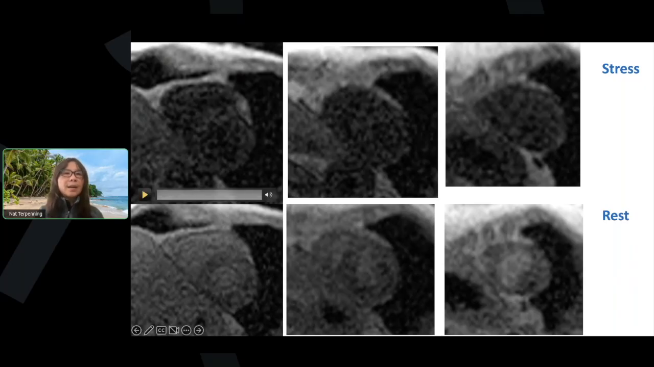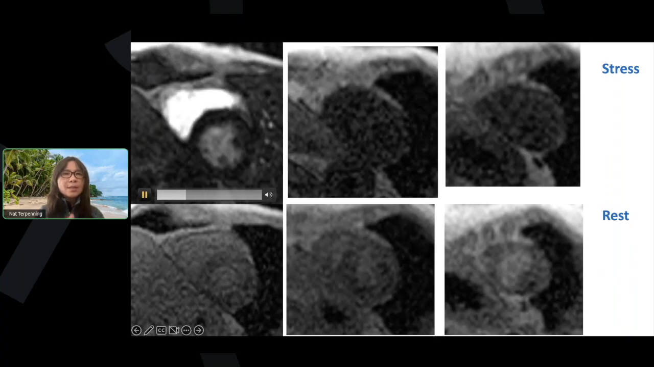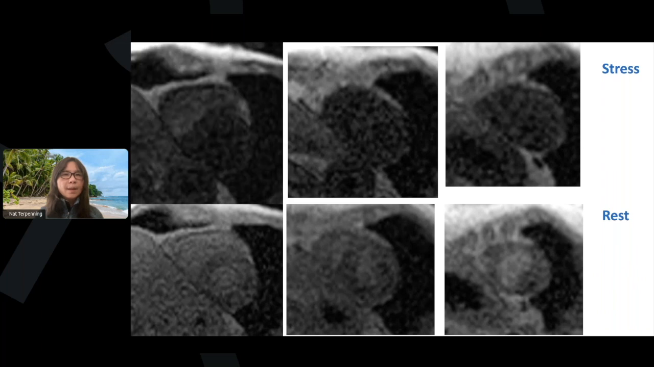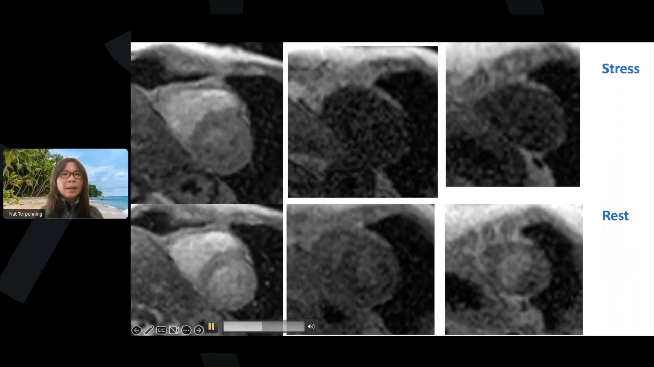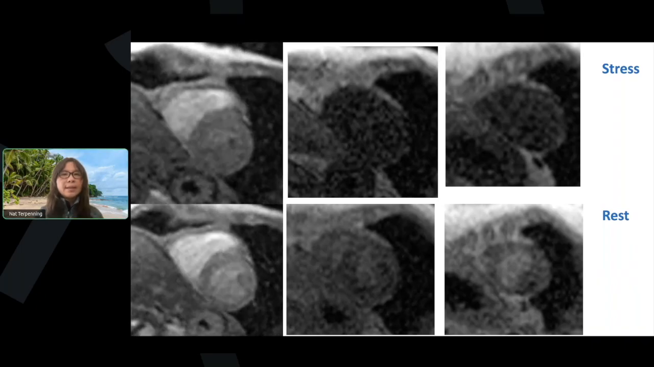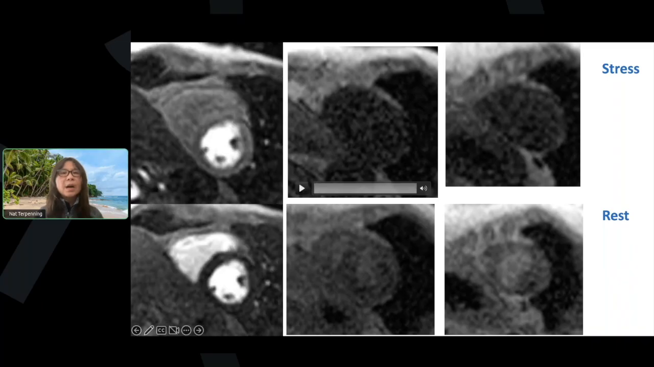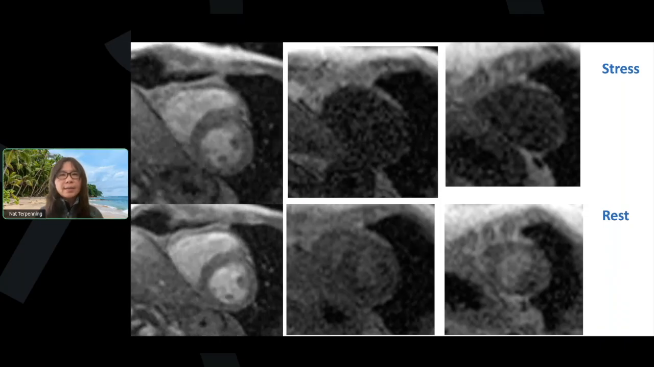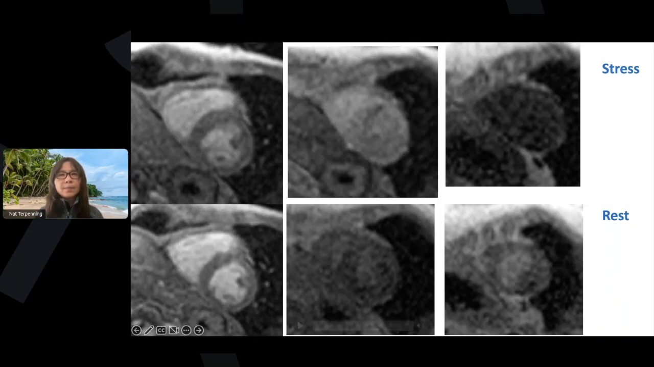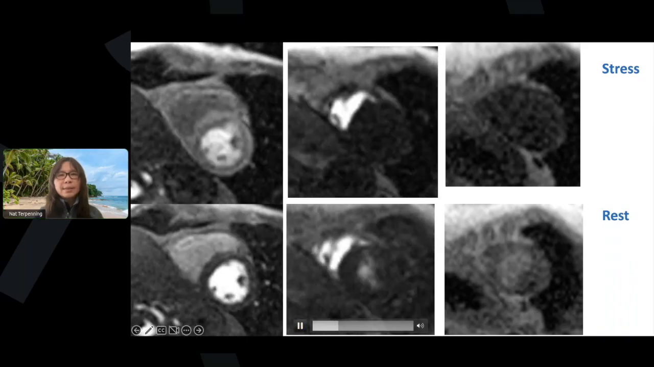So the purpose of doing the stress and rest is to compare to see the inducible ischemia. Is there any segment that has inducible ischemia? So this is my basal segment on the stress. And you can look at the basal segment on rest and compare it. Normally we look for perfusion defect. Okay, I'm looking at the stress in the mid cavity, and then I'm looking at the rest in the mid cavity.